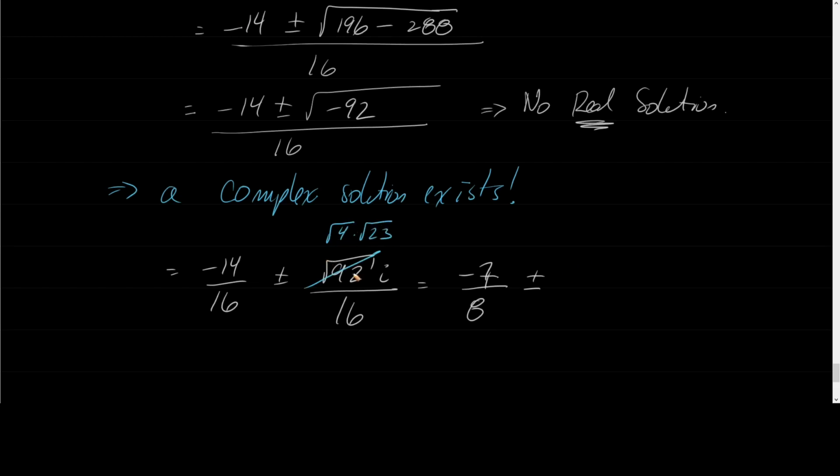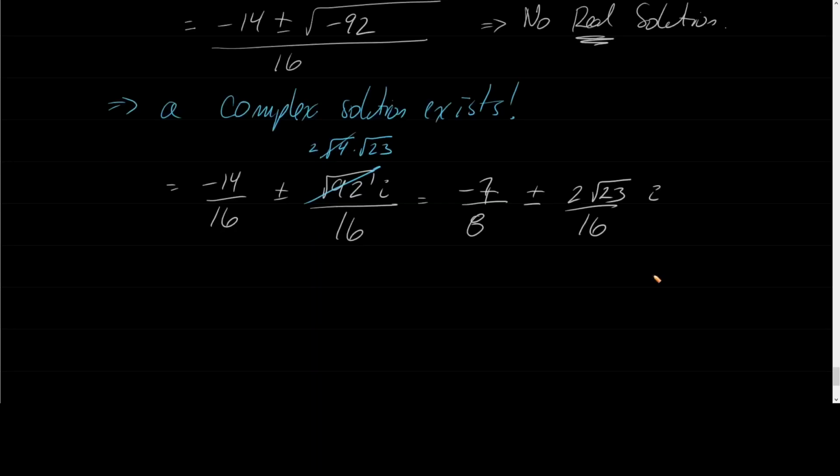Right? 4 times 3 is 12, carry the 1. 4 times 2 is 8, and 1 is 9. And the square root of 4 is just 2. So this is just 2 now. And what we have here is 2 times radical 23 over 16i. And as our final answer, we can just reduce this and say that we have here just negative 7/8 plus or minus the square root of 23 over 4, not over 4, over 8. 2 and 16, they're both divisible by 2, so it becomes over 8i.